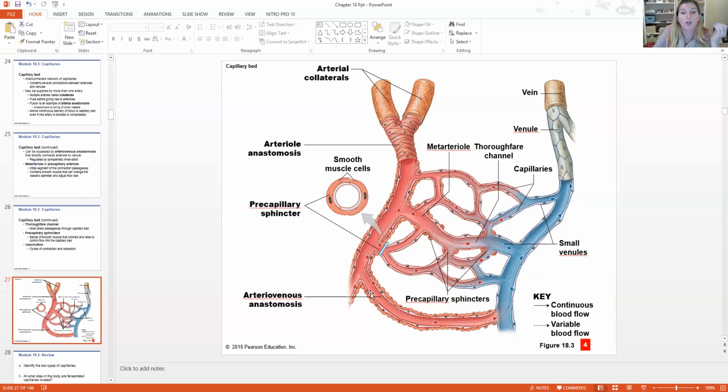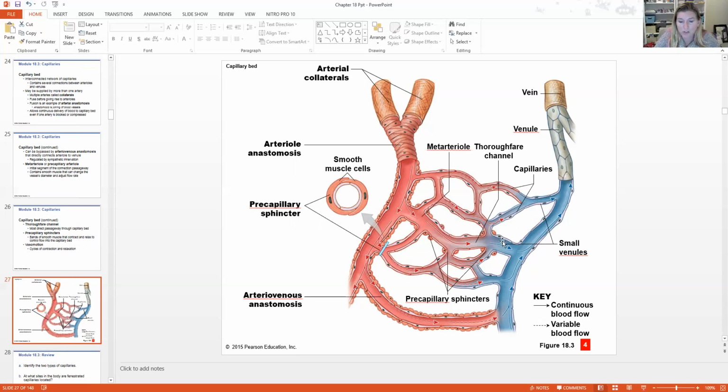So you can imagine each of them opening and closing at different rates to direct the flow of blood, because in theory, if this first channel was open all the time, the majority of the blood would flow through that first channel, right? And then only a trickle would get down here. So your precapillary sphincters are opening and closing to direct that blood flow to each of the different passageways so that blood can flow evenly through the tissue.